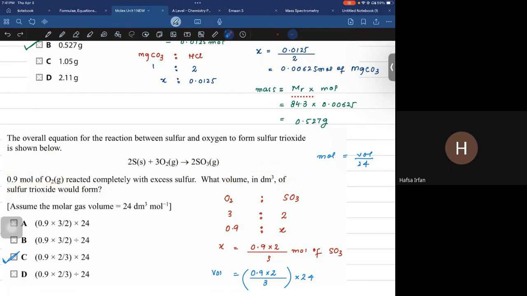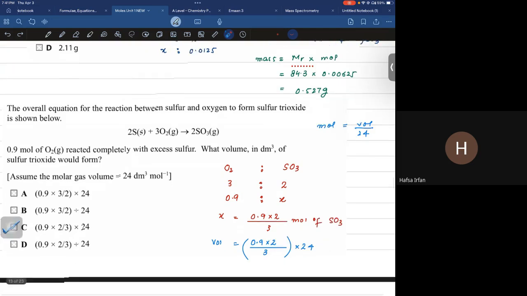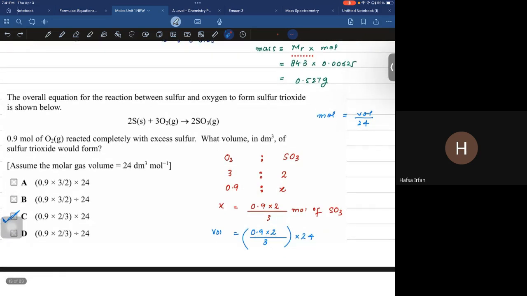The mole ratio between O2 and SO3 is 3 is to 2. I have the moles of O2. I want to find out the moles of SO3. After cross multiplying, I got the moles of SO3, that is this. Then I am going to find out the volume. Volume would be equal to moles times 24 decimeter cube. Then I would be getting the volume. So C is your correct option.